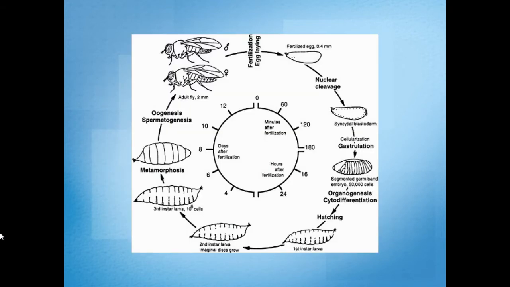This is what it looks like here. We have our fertilized egg. We go through the nuclear cleavage and get the blastoderm. Then we get the gastrula. It's going to then enter its first larval stage. Second larval stage hits at about 4 days. Third larval stage is around 6. Metamorphosis, where it is starting to change, is at 8. And we get that adult fruit fly between 10 and 12 days.